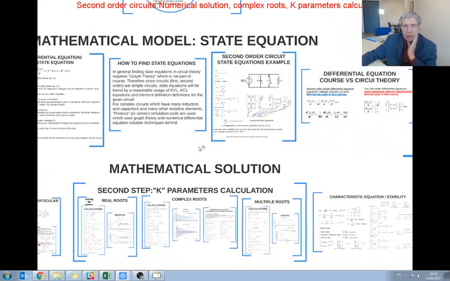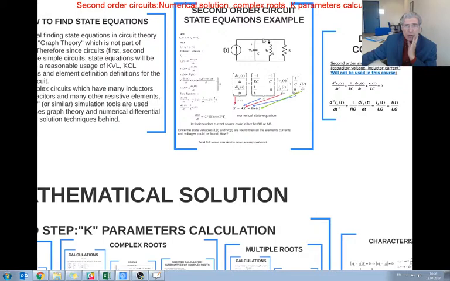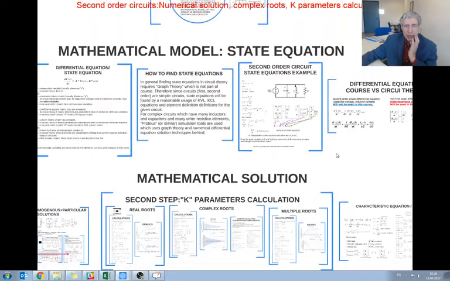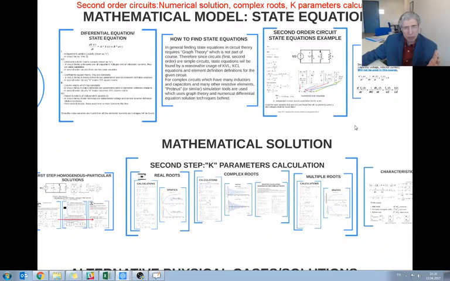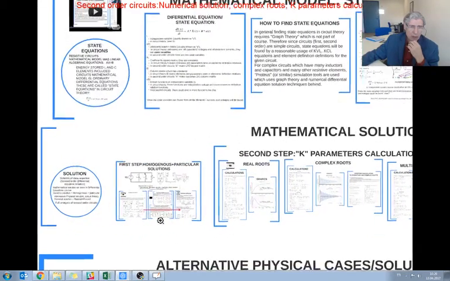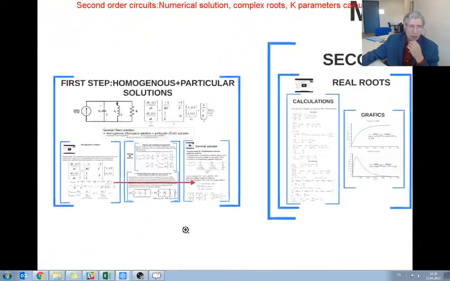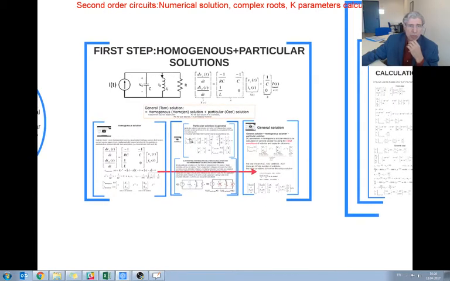Here is the parallel connected RLC circuit analysis. That is the state equation that we found. And then, once you found the state equations, you're going to solve these equations. We said you could use the mathematical method that you have seen in the differential equation course. You calculate the homogeneous solution and find a particular solution, add them up, you get the general solution.